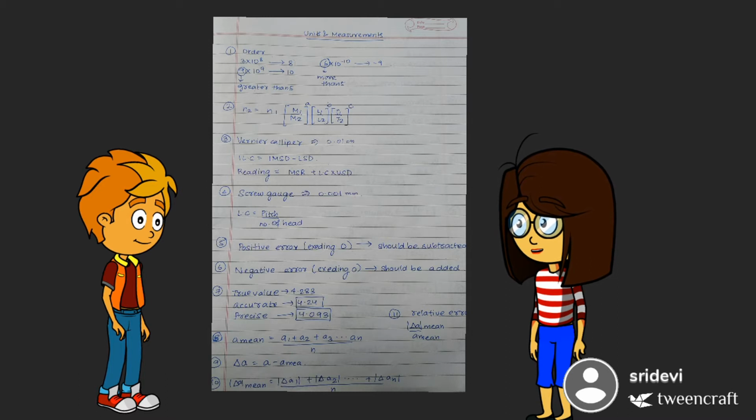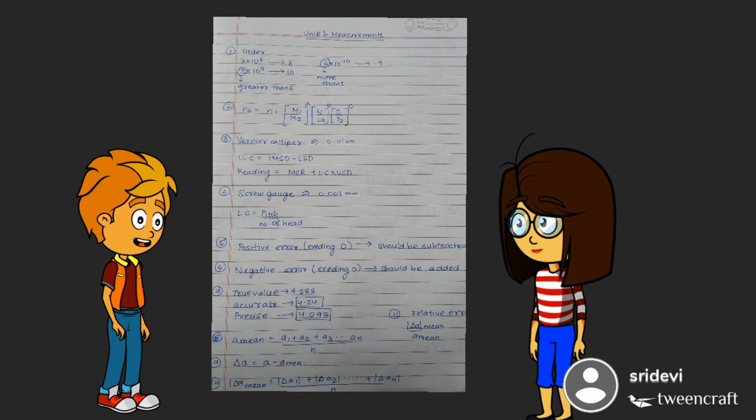The next formula says the least count of screw gauge is pitch divided by the number of head scale divisions. Generally, it is 0.001 millimeter. Whenever there is a positive error in case of screw gauge, which means exceeding 0, it should be subtracted. And whenever there is a negative error, again preceding 0, it should be added to the main scale reading.